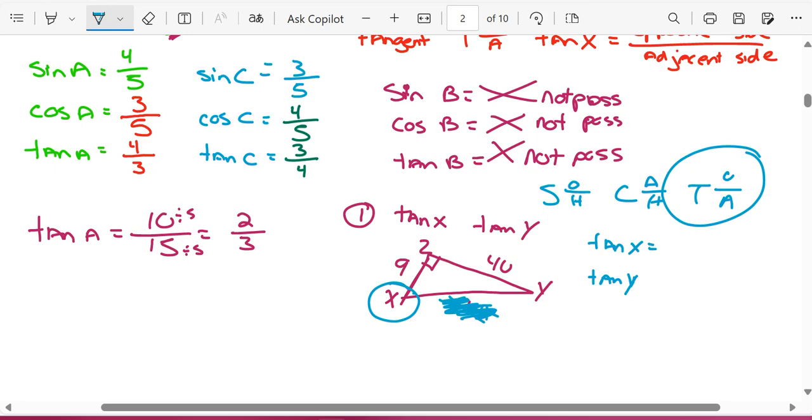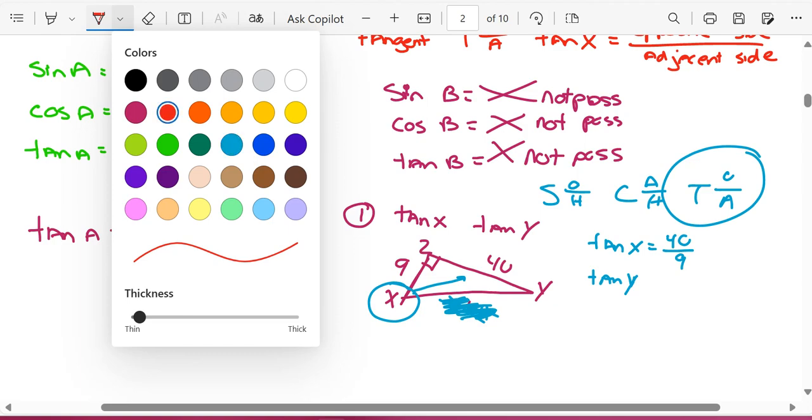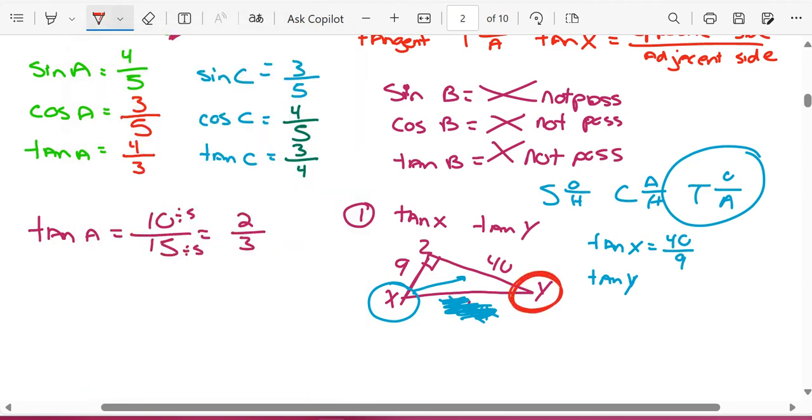So for tan of x, it's opposite 40 over adjacent 9. For tan of y, we're over here, opposite y is 9 over 40. That's that.